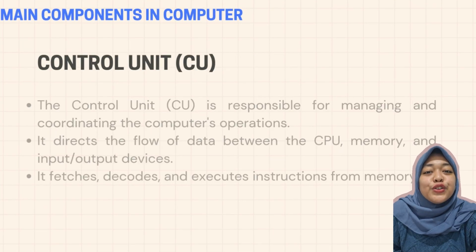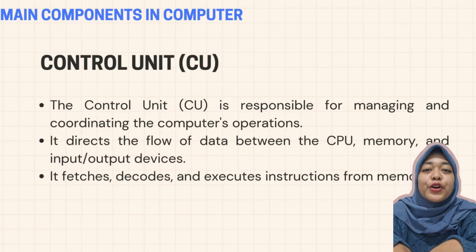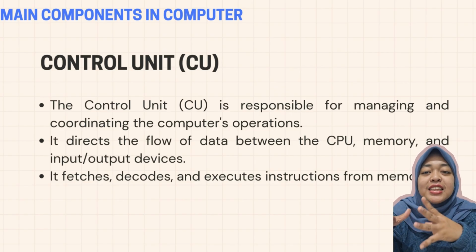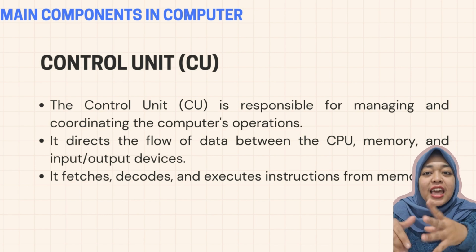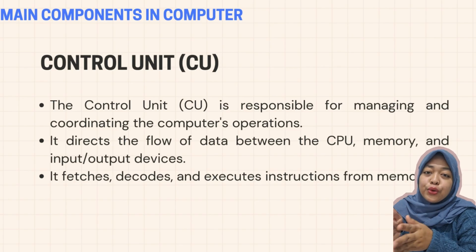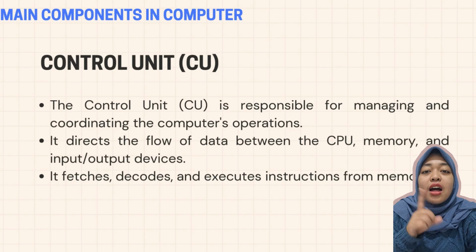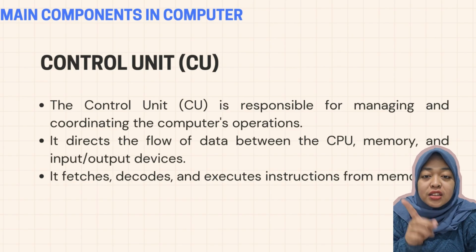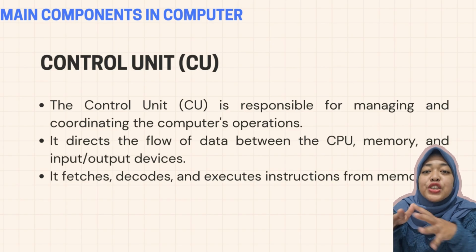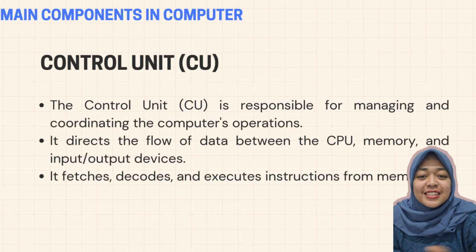Next, we have the control unit or CU. The CU is responsible for managing and coordinating the computer's operations. It directs the flow of data between the CPU, memory, and input or output devices. It also fetches, decodes, and executes instructions from memory. It makes sure every part of the system works in sync.